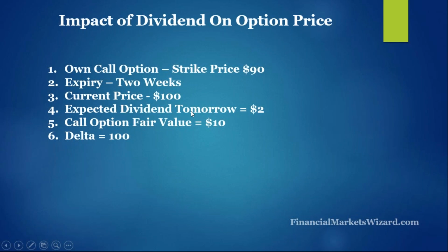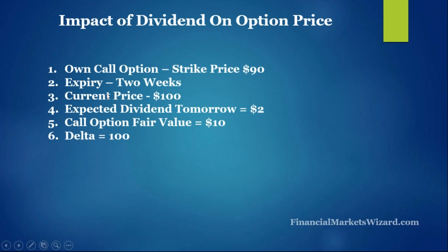The expected dividend tomorrow is $2. Because the option is expiring in 2 weeks, and it's deep in the money with a $90 strike, basically the option will have this $10 premium. This is a $10 premium, and the delta will probably be 100. In other words, for every $1 move in the stock, the option is moving $1. So the stock and option are moving dollar to dollar.